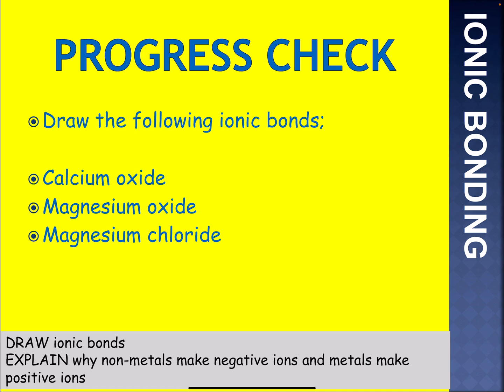So we're going to take a look at this. Pause the video here and draw the following ionic bonds: calcium oxide, magnesium oxide, and magnesium chloride. Don't forget, calcium and magnesium are both metals, so they will donate the electrons. Oxide and chloride, or oxygen and chlorine, are non-metals, so they will accept electrons. Pause the video here and have a go.